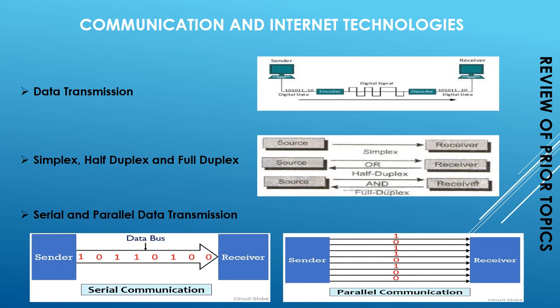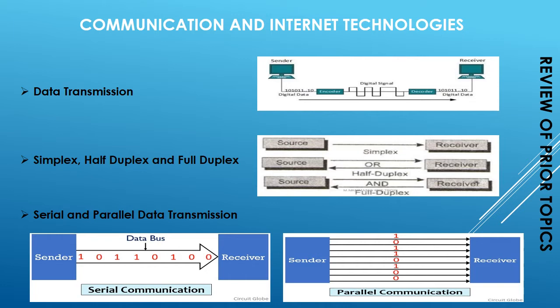After that, we discussed 2 types of data transmission. One is serial data transmission and the other one is parallel data transmission. In serial communication or serial data transmission, data is sent in the form of byte, but one bit is sent at a time over a single wire. So data here is sent bit by bit over a single wire from sender to receiver.